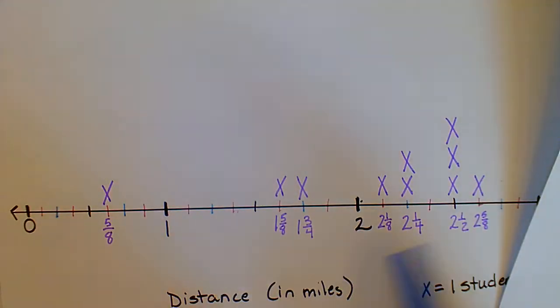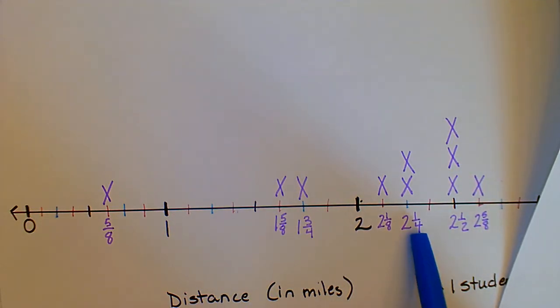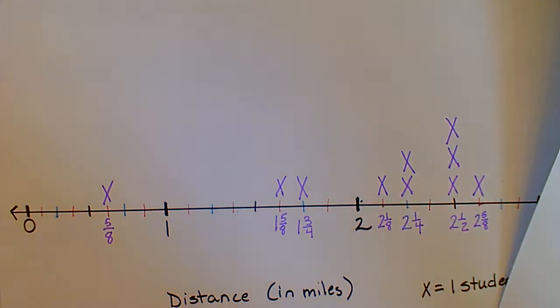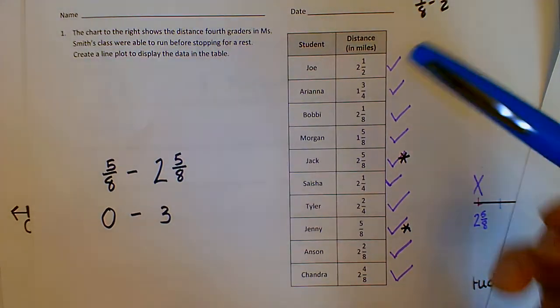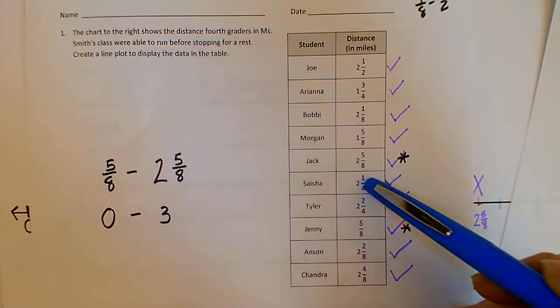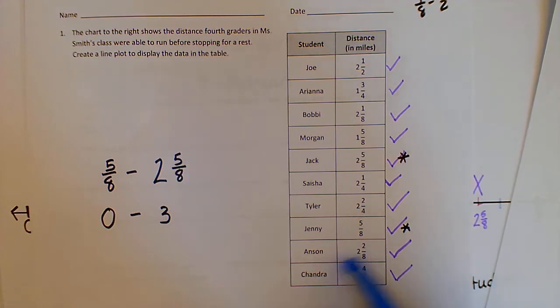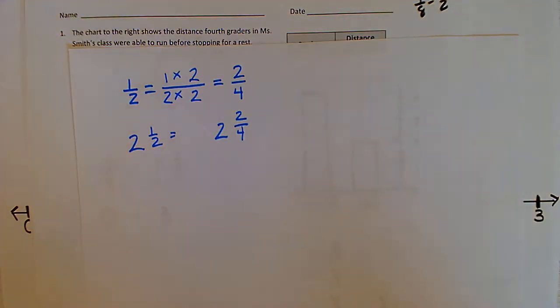And I could say, well, remember, these are all 8ths. And so if I'm looking for 2 1/4, let's see how many 8ths that would be. That would be 2 2/8. So let's go see if we have anyone that's at 2 2/8. 2 5/8, 2 we did that one, 2 2/4, 2 2/8. Anson's at 2 2/8. So I could just go and write that in, but I do want to show you how that works. So Anson was 2 2/8.